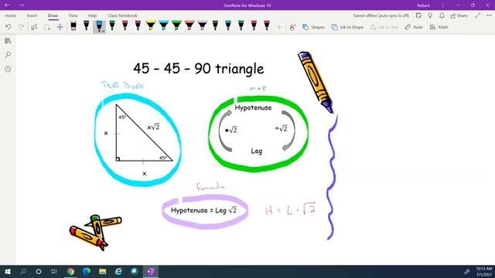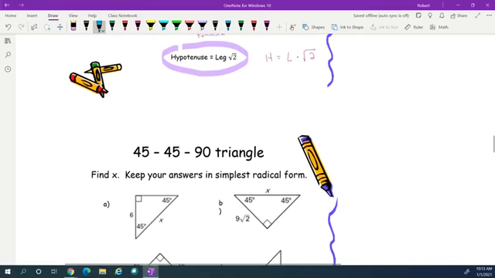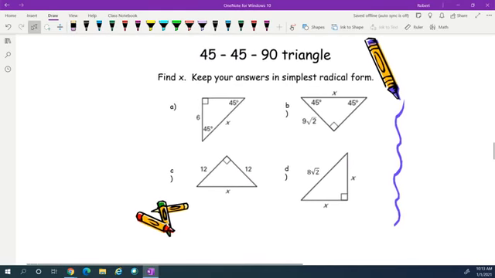So again, I think the formula is straightforward enough, but I definitely want you to relate that formula to what that graphic is showing you, because whenever you look this up, a textbook is always going to show that graphic, and we need to understand what it means. Applying it is as simple as using that formula. 45, 45, 90, hypotenuse equals leg times square root 2. So let's just look at an example or two.